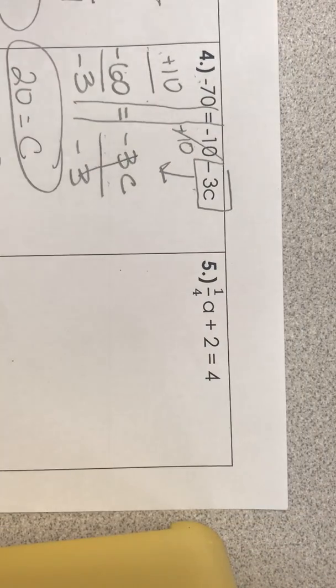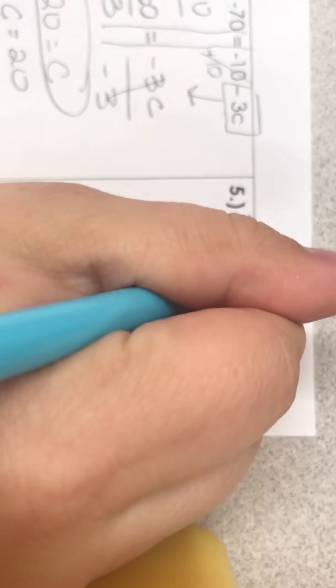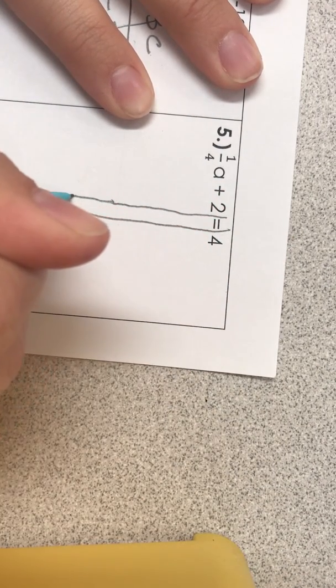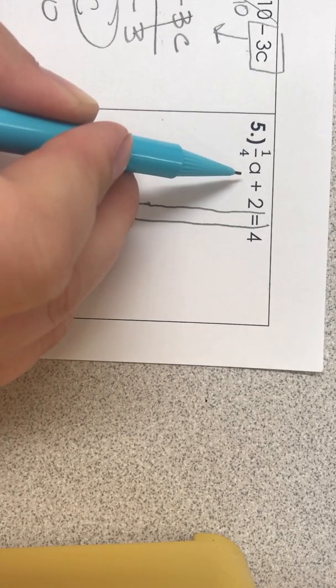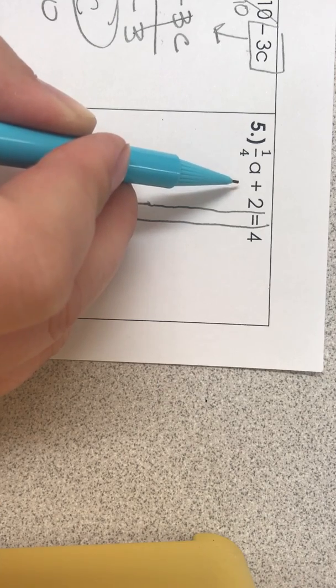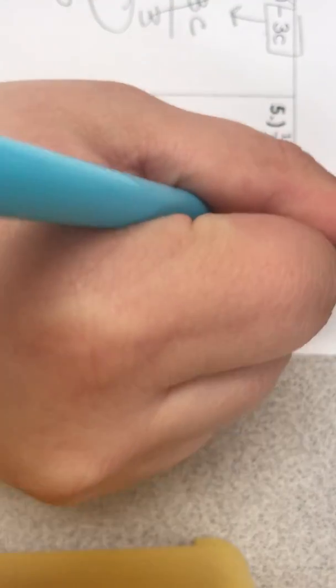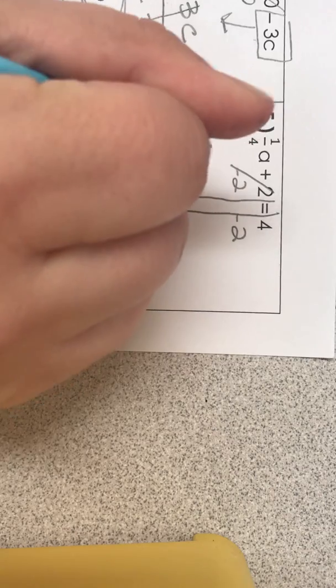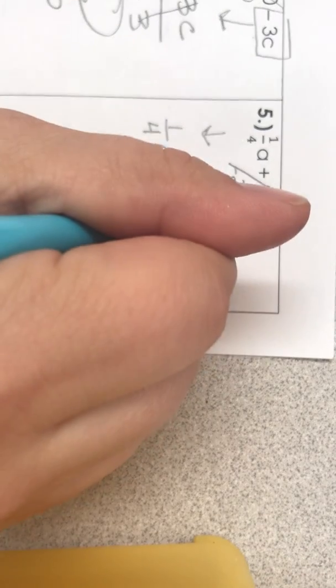Last problem. I have 1/4 A plus 2 equals 4. So I'm going to make sure I draw my line on both sides of my equals to keep things lined up. I'm going to start on the side with my variable. I'm going to undo the number by itself first. So this is plus 2. Inverse operation would be to subtract 2. A +2 and a -2 is 0. I will bring down 1/4 A equals 4 minus 2 is 2.